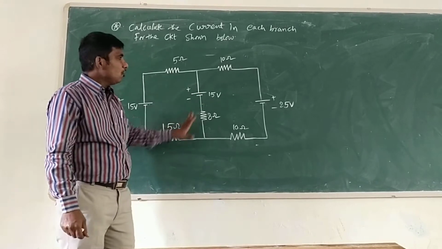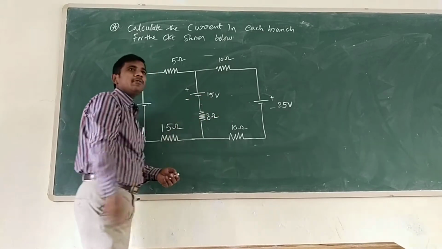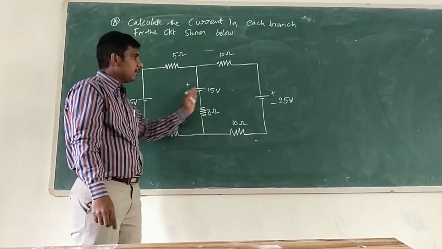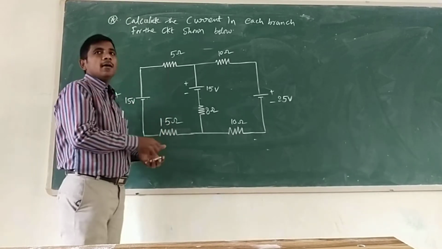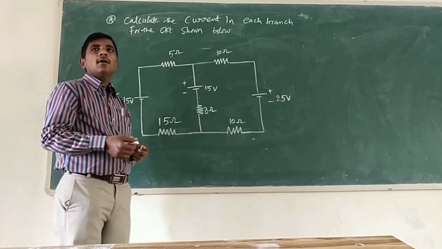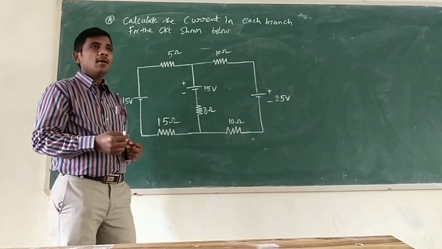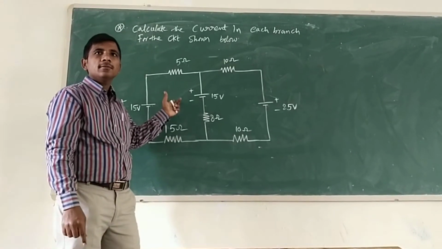Okay. How many loops we have? 3. This is 1 loop and this is 1 loop. 2 loops we are assuming. This is 1 mesh. This is 1 mesh. 2 meshes we are assuming. Do the problem or parallelly follow this.